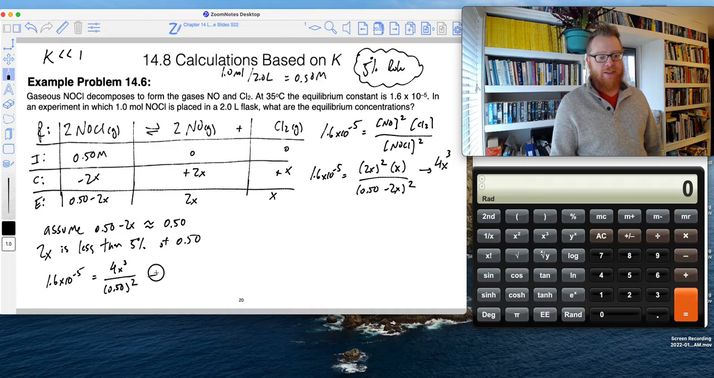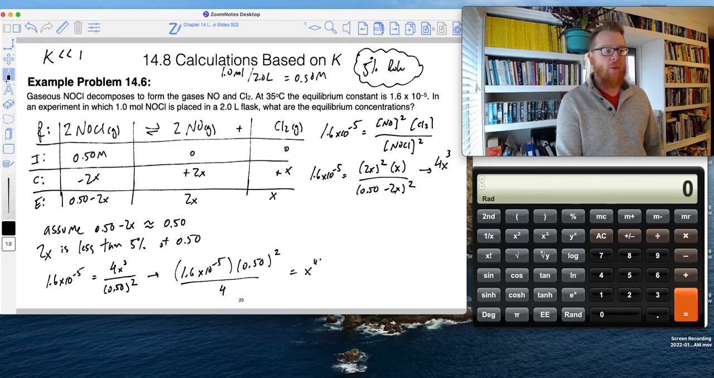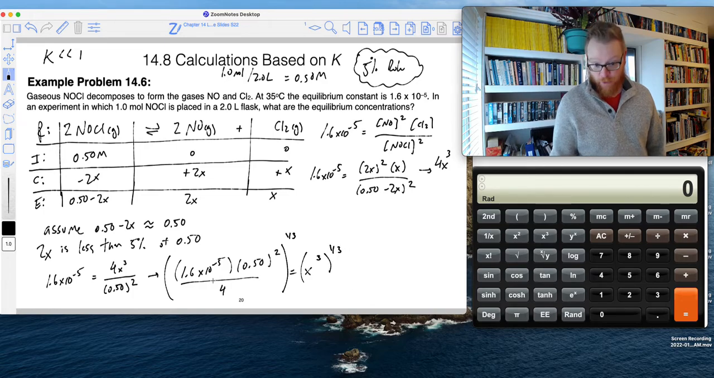So to solve this, it's going to be 1.60 times 10 to the minus 5 times 0.50 squared, all divided by 4. And of course, that equals x to the 3rd power, right? But now, if I take this whole thing to the 1/3 power, and I take this whole thing to the 1/3 power, then I'll get my value of x.